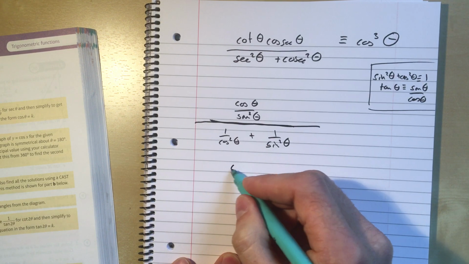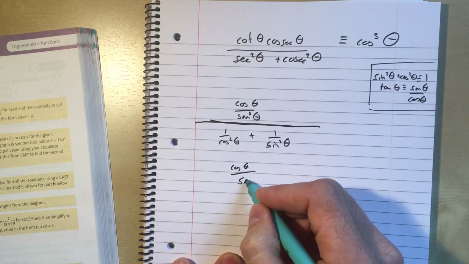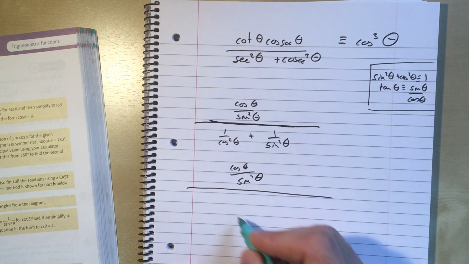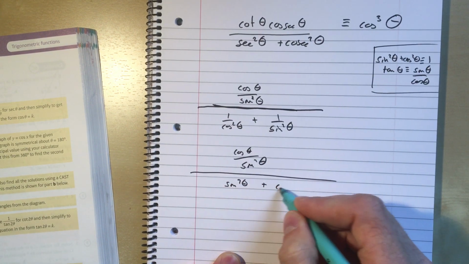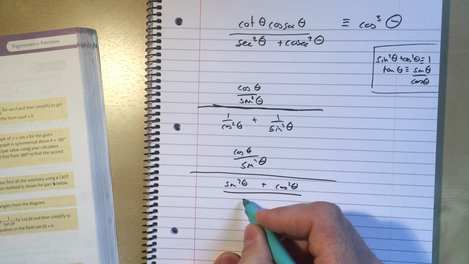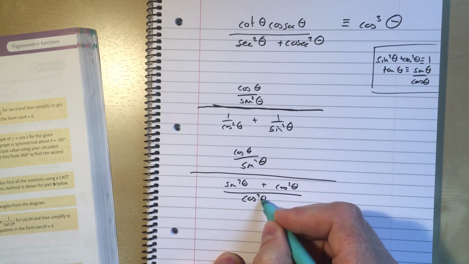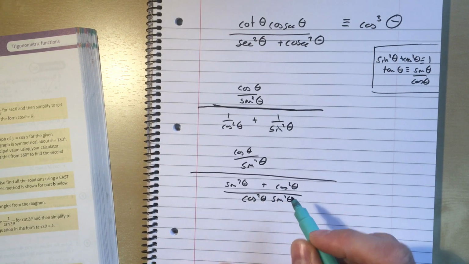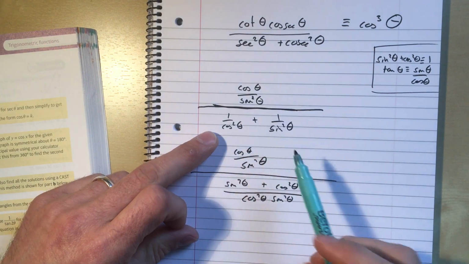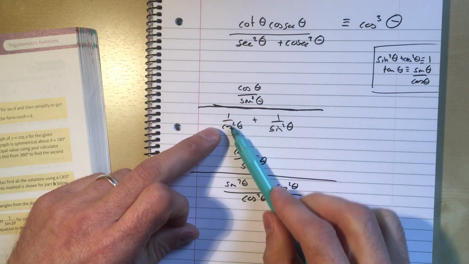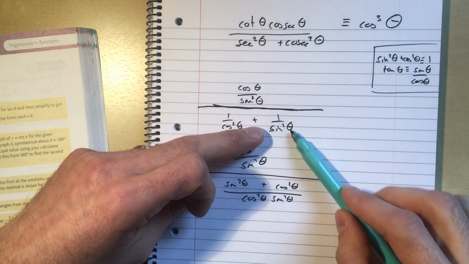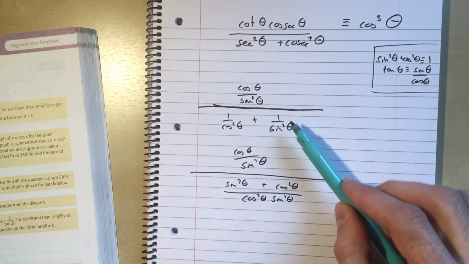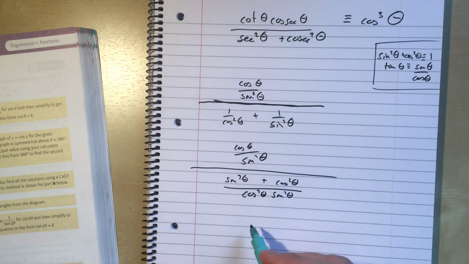So I'm going to leave the top as it is, cos theta over sine squared theta, and I'm going to turn the bottom into sine squared plus cos squared over cos squared theta sine squared theta. So I've just made a common denominator of cos squared sine squared. I've got to times this fraction by sine squared on the top and the bottom, so 1 lot of sine squared on the top. I've got to times this fraction by cos squared on the top and the bottom, so 1 lot of cos squared on the top.